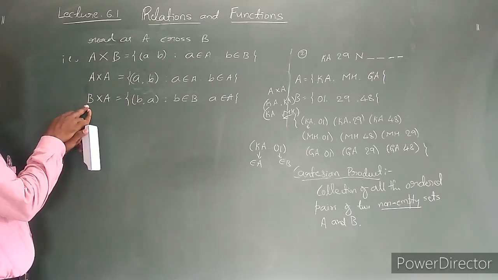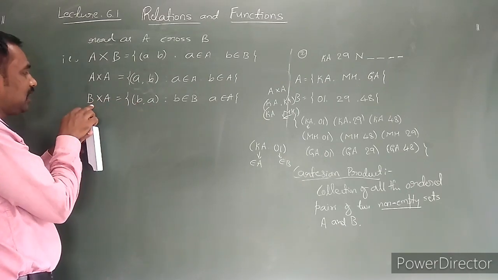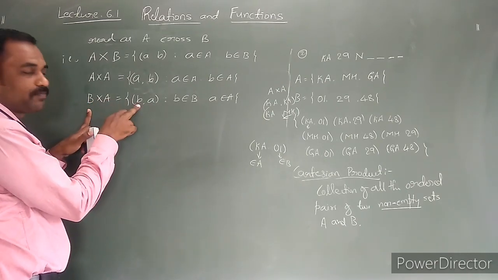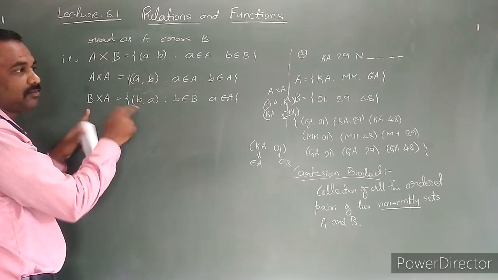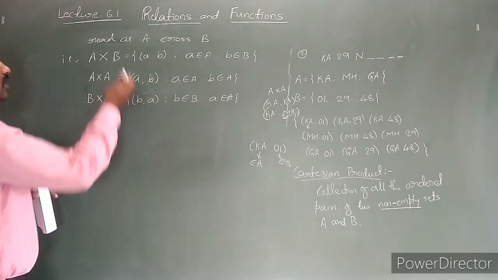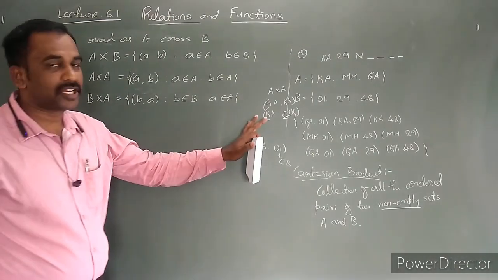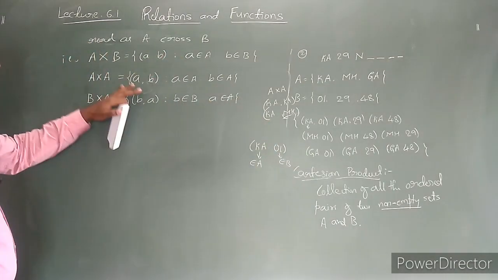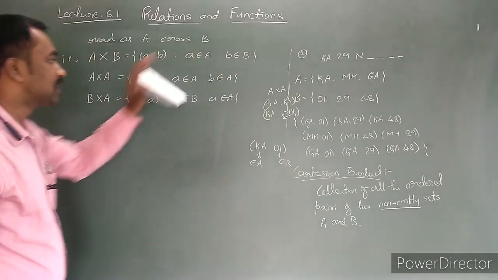Here, the first set is what? B set is that. So choose the element from the set B. This is how we write. These are all the general forms, or set builder forms, of the Cartesian product: the collection of all the ordered pairs.